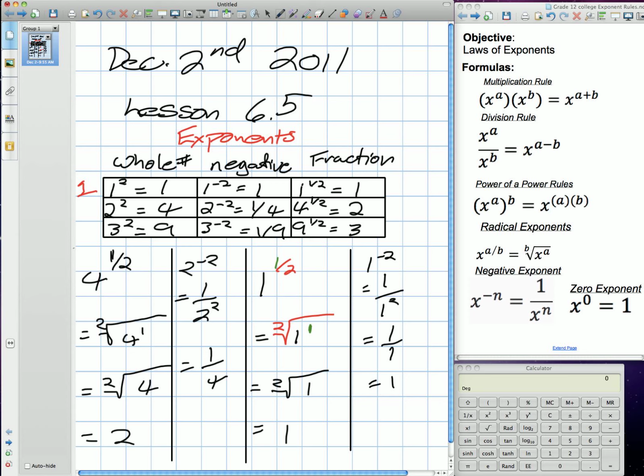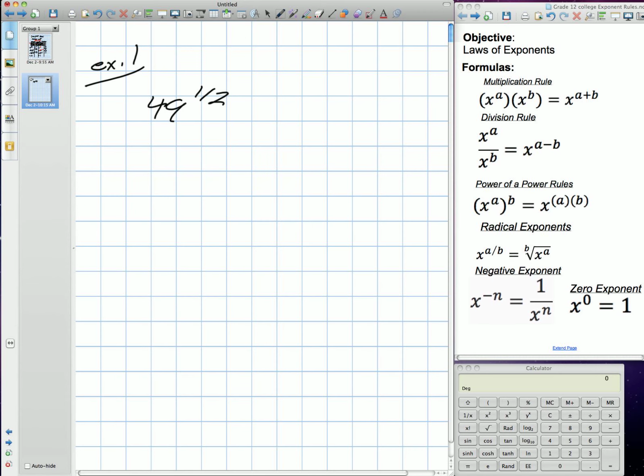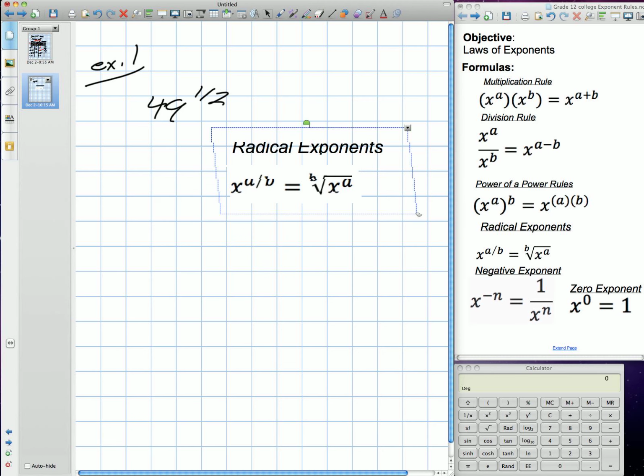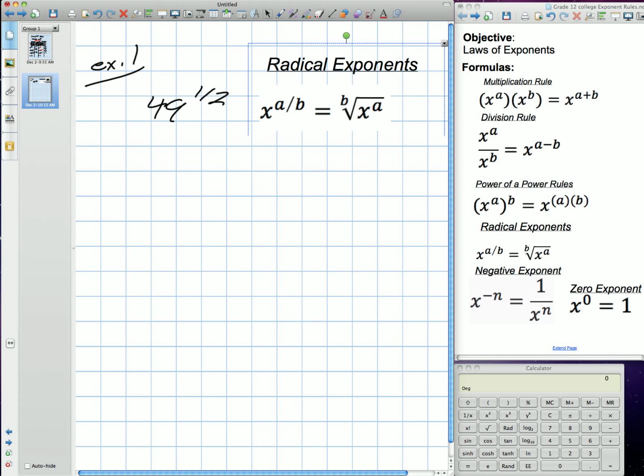Okay, our very first example is 49 to the power of 1/2. First of all, we're going to go through our rules. We're talking about a radical exponent in this case, okay? Because we're dealing with a radical exponent, I want you guys to take a look at this. Our a value is the number 1, so our a is equal to 1. Our b value is the number 2, so our b is equal to 2. So we're going to be rearranging this version of it like this.